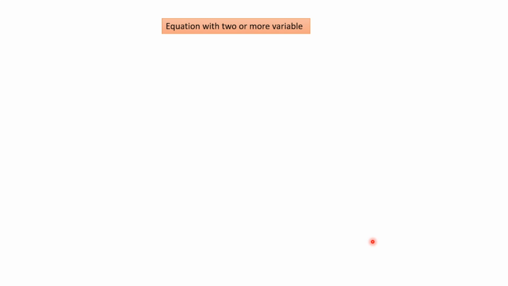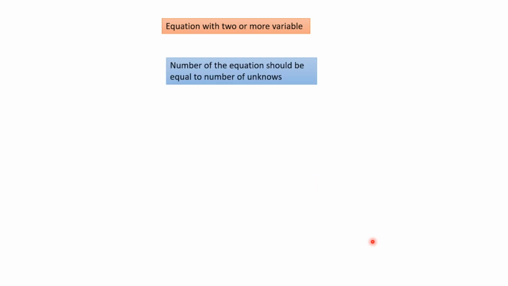What is the specialty of the simultaneous equation? A simultaneous equation has two or more variables. The next concept is that the number of equations should be equal to the number of unknowns. If you have two unknowns, there should be two equations. If you have three unknowns, there should be three equations.